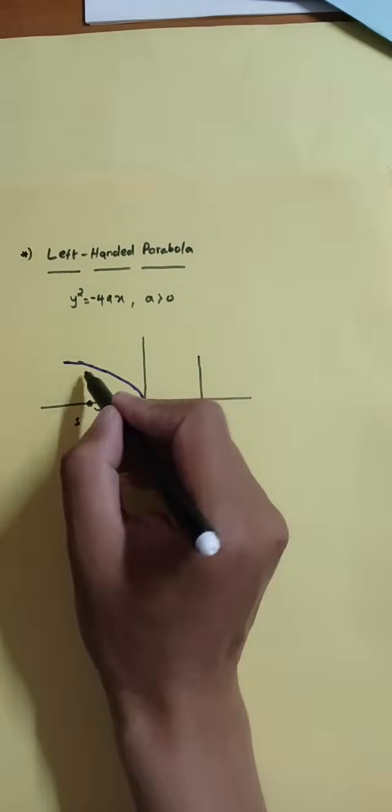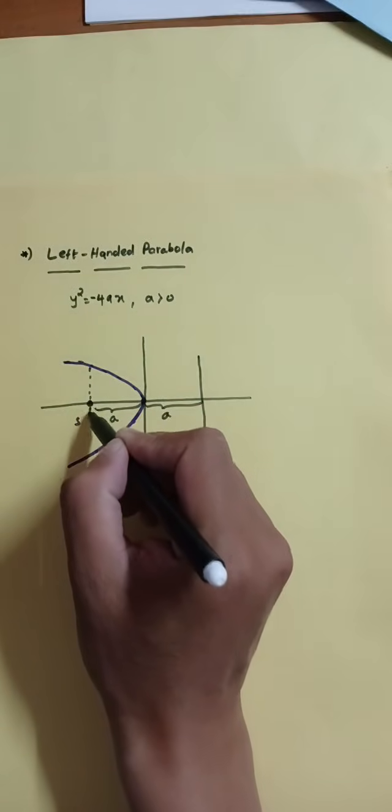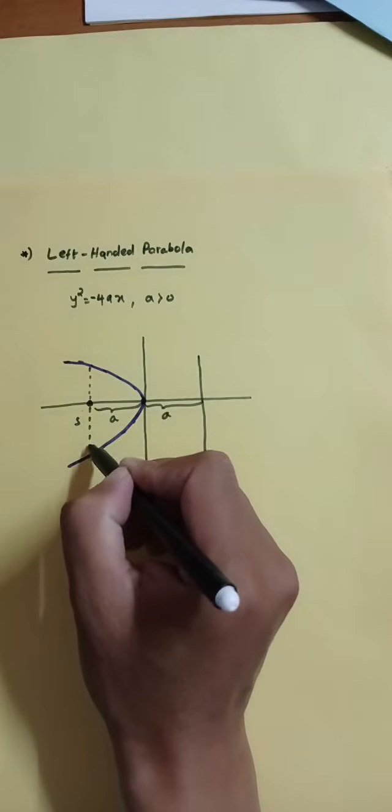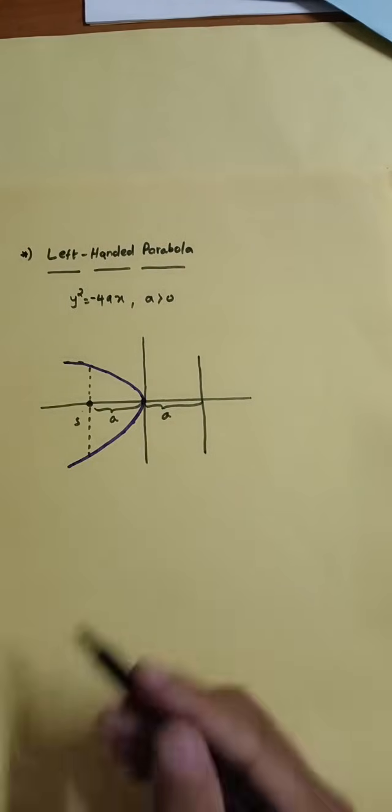Then we have what we call a double ordinate passing through the focus, and this double ordinate is called the latus rectum.